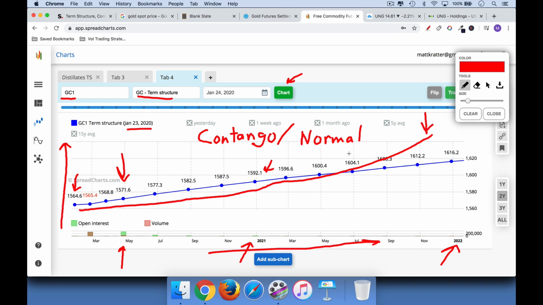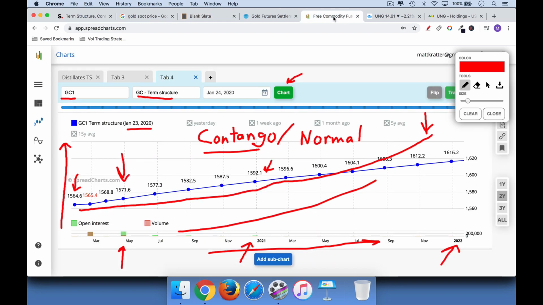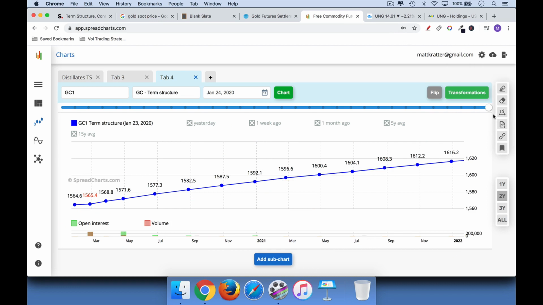Now this is called a normal term structure. It's upward sloping, positive sloping. It's also often referred to as contango. So if you hear someone say, oh, the gold market's in contango right now, it is what we would expect for a normal commodity. Because of storage costs, insurance costs, and the opportunity cost of holding it, we would expect prices for future delivery to be higher than they are today. So just keep this vision in your head. This is sort of a normal term structure, a contango term structure for gold futures.